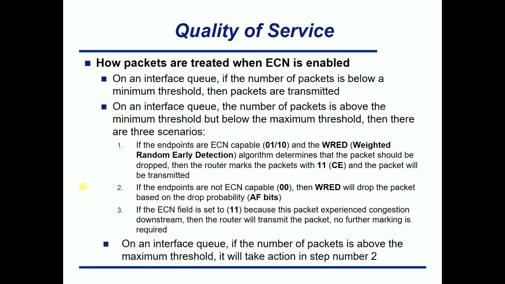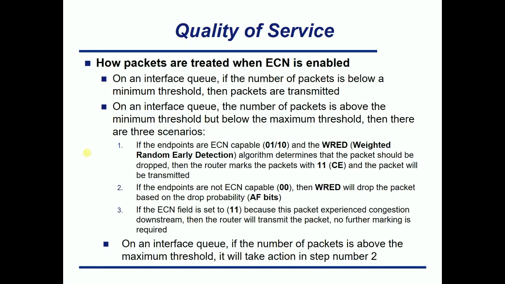However, if I have packets at 10 or above, but below my maximum, and this is what this bullet is talking about right here, the number of packets is above the minimum threshold but below the maximum, then there are 3 scenarios that can happen. So if my minimum threshold is 10, my maximum threshold is 50, and I have 25 packets in the queue, I am reaching this second bullet here. Now, in the ToS byte, if the endpoints are ECN capable, so the very last 2 bits will either be 01 or 10, then WRED, or weighted random early detection, will determine if this specific packet should be dropped.